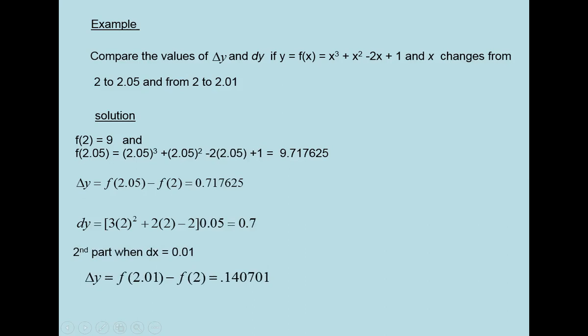And if we did the same thing when x changes from 2 to 2.01, there's your delta y, and then there's your dy. And again, you can see very close. The dy is a very good estimate for our delta y. And again, it's because the values that we are using are very close to 2. We're looking at the change. If we went from 2 to 5, well, dy may not be a very good estimate for our delta y.